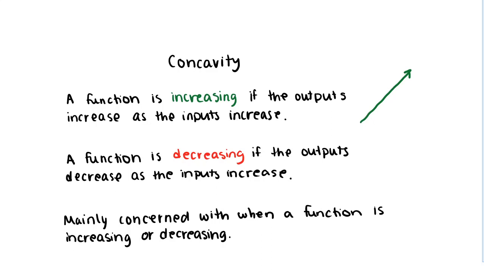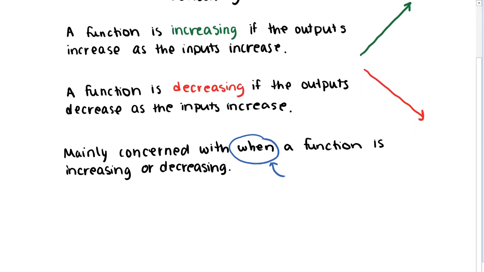And we also defined when a function is decreasing, and you can imagine that as a graph traveling downwards from left to right. That's when your graph is decreasing. For these terms, we're mainly concerned with when a function is increasing or decreasing. In other words, on what intervals of the input is the function increasing or decreasing.